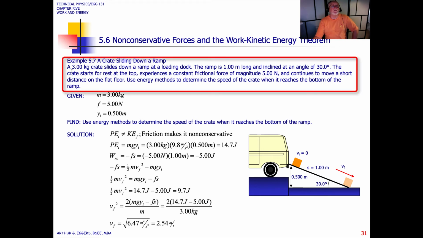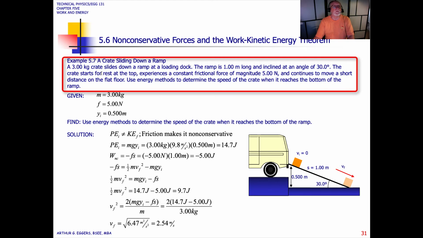In this case, we've got a crate sliding down a ramp, and you can see the depiction here. A 3-kilogram crate slides down a ramp at a loading dock. The ramp is 1 meter long and inclined at an angle of 30 degrees. The crate starts at rest at the top, experiences a constant frictional force of a magnitude of 5 newtons, and continues to move a short distance on the flat floor. Use energy methods to determine the speed of the crate when it reaches the bottom of the ramp.